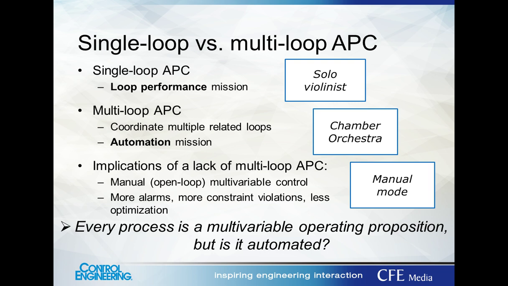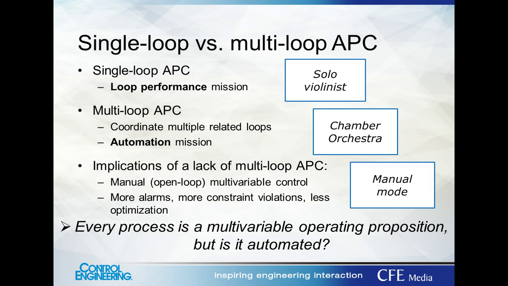What are the implications of a lack or shortage of automatic multi-loop control? It means large portions of process operation remain under open-loop multivariable control. Open-loop control, as we know, is a highly undesirable condition resulting in more alarms, constraint violations, and upsets, and less optimization.